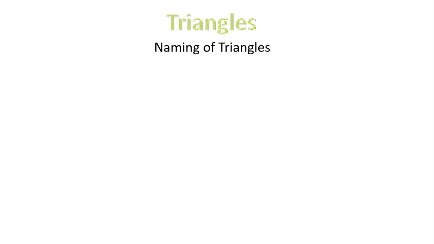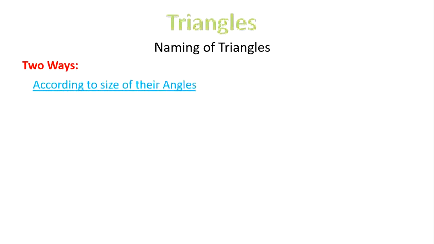Let's look at how we name triangles. There's lots of different types of triangles, but let's look at how we name them. Firstly, there's 2 ways of doing it, and normally we combine both ways to get our final name for the triangle, but let's have a look. The first way is according to the size of their angles.